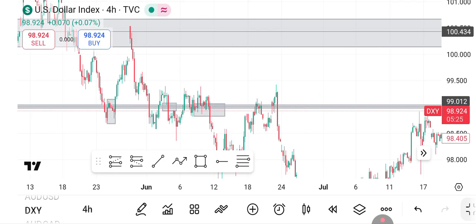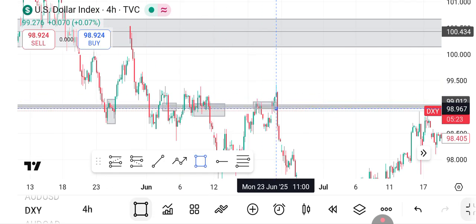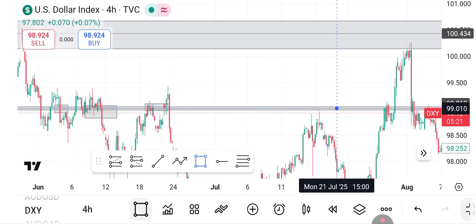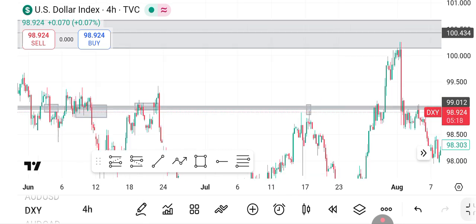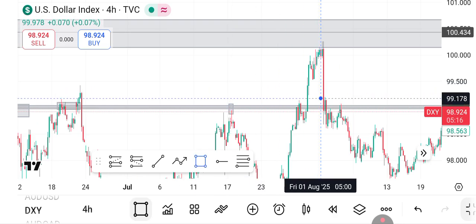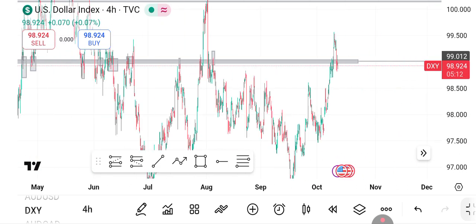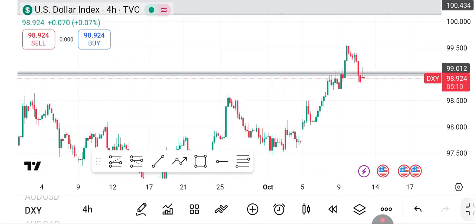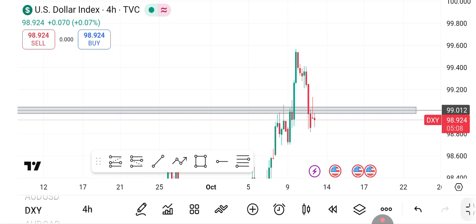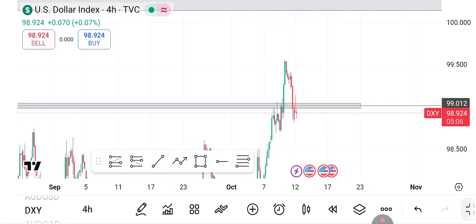Seventh touch, 8, 9, 10, 11, and this is the 12th time the price is coming back to this zone. So you guys can clearly see that this zone does hold the price.